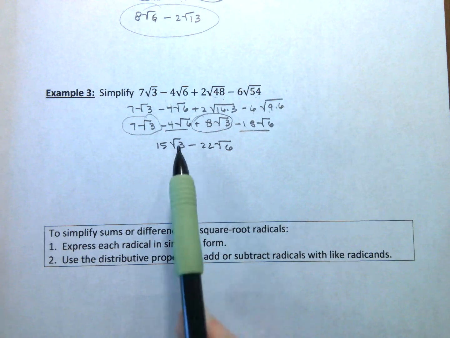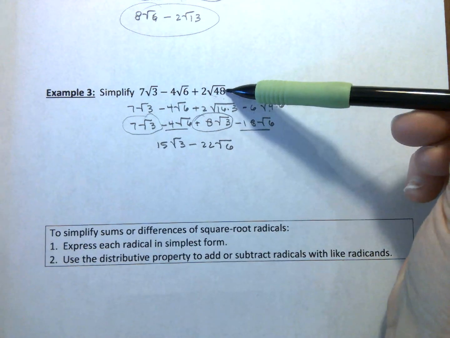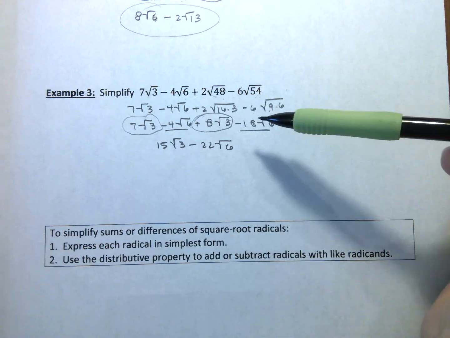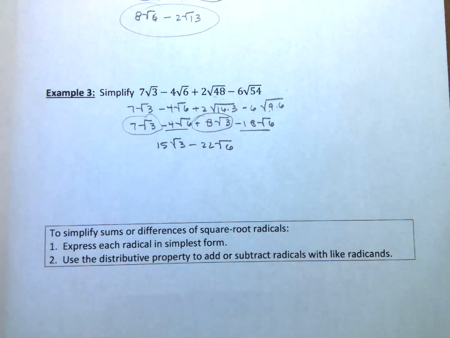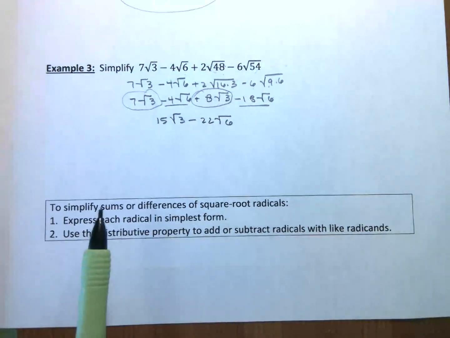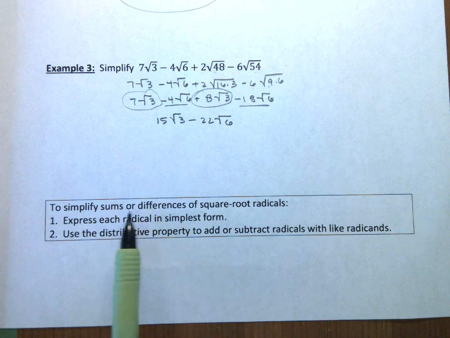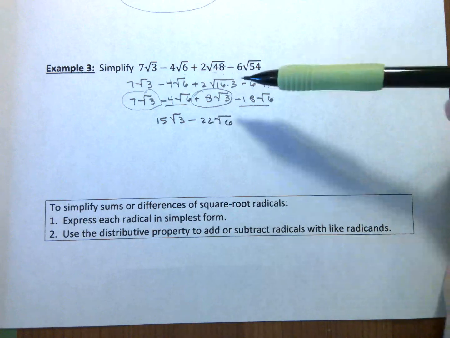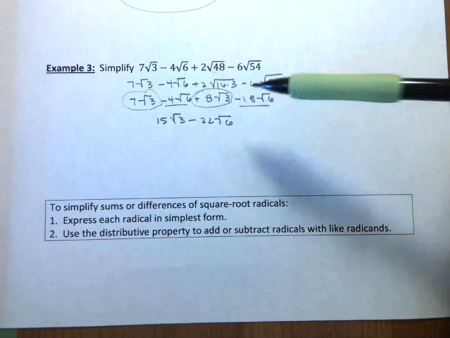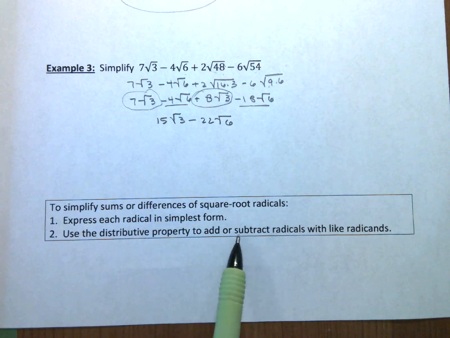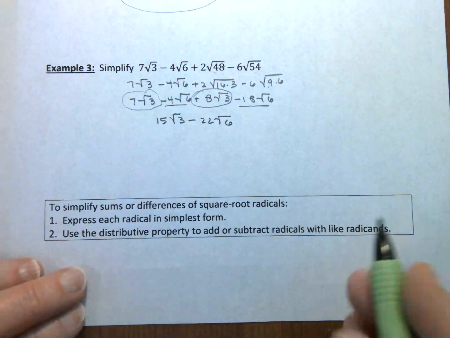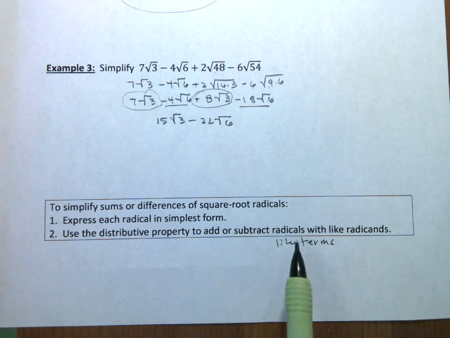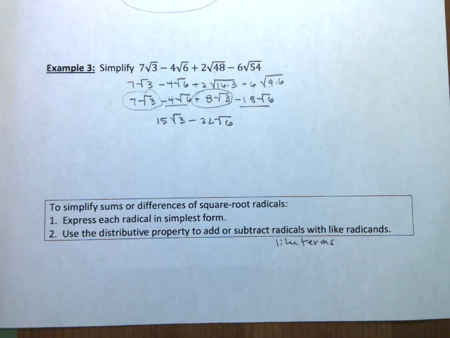So I treat them as if they were variables. I want to have this as simplified as possible, and then I just treat my radicals as if they were variables. And if they're like terms, I can add or subtract them. If they're not, I can't. So here's a couple little rules. To simplify sums or differences of square root radicals, express each radical in simplest form. That's what I did with these two. I expressed them in their simplest form. And then I used the distributive property to add or subtract radicals with like radicands. So basically that's like terms. We're just looking for things with like terms, same radicals that we can add or subtract.